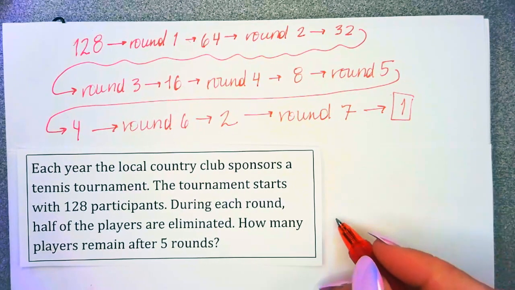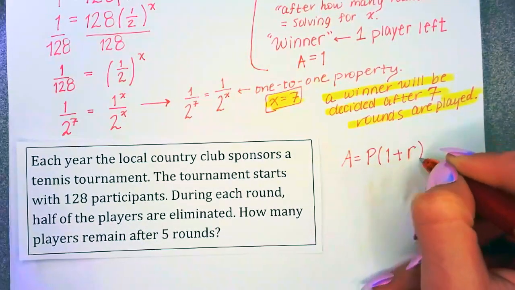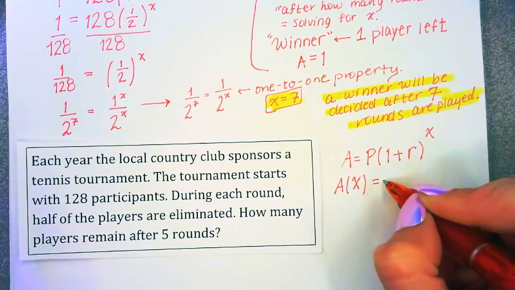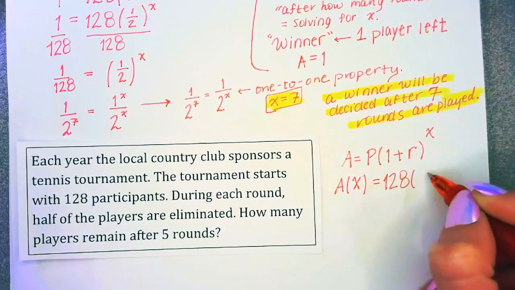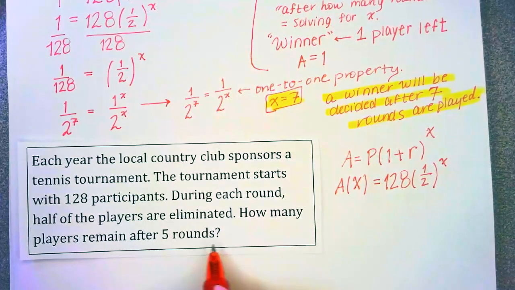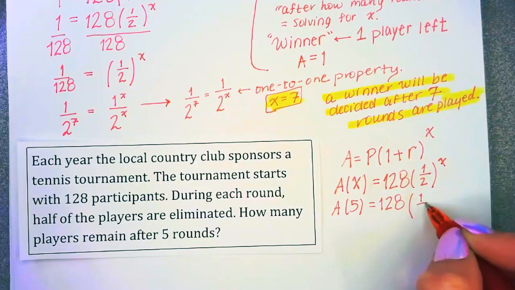If we were to do a problem like this algebraically, we would still use a equals p times the quantity 1 plus r raised to the x power. My p-value is still going to be 128. My rate is still going down by 50%, which gives me a 1/2 inside my parentheses. After 5 rounds would mean I'm filling in a 5 for the x. 128 times 1/2 to the 5th power.